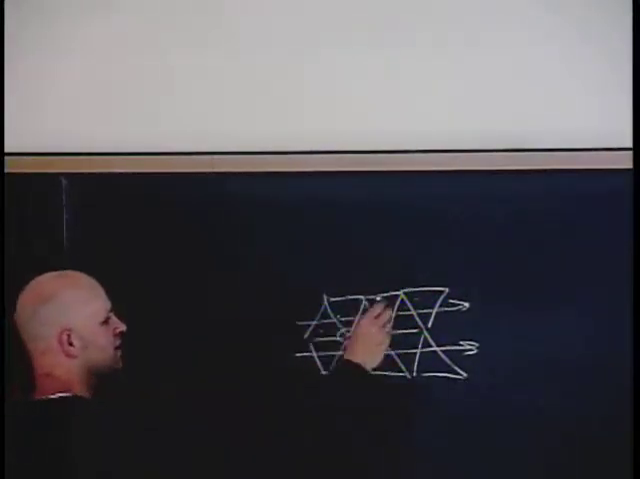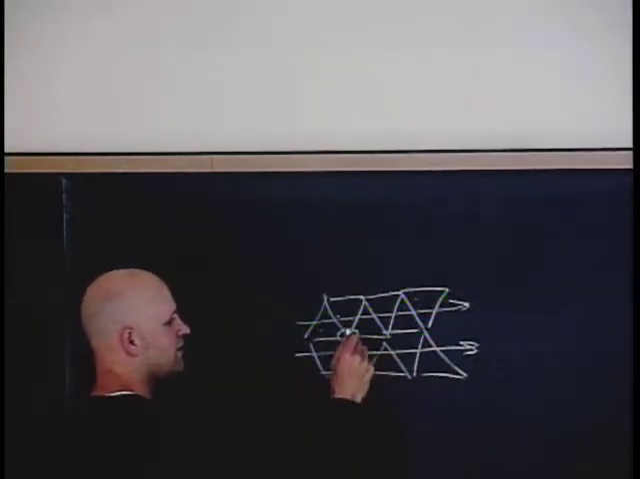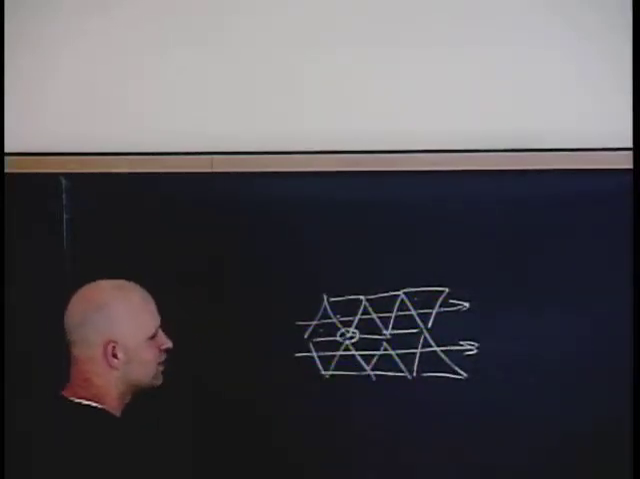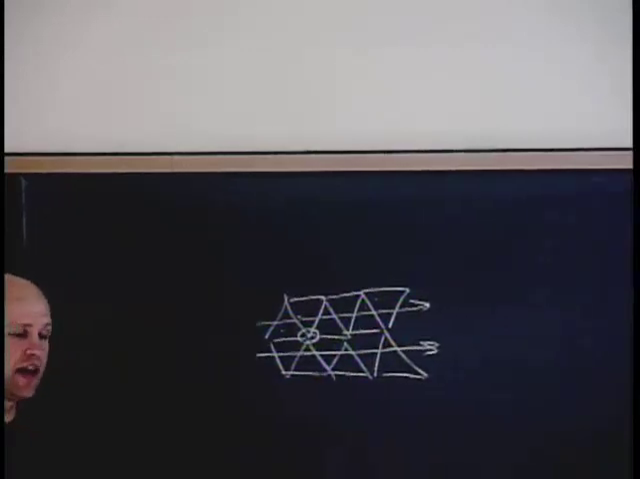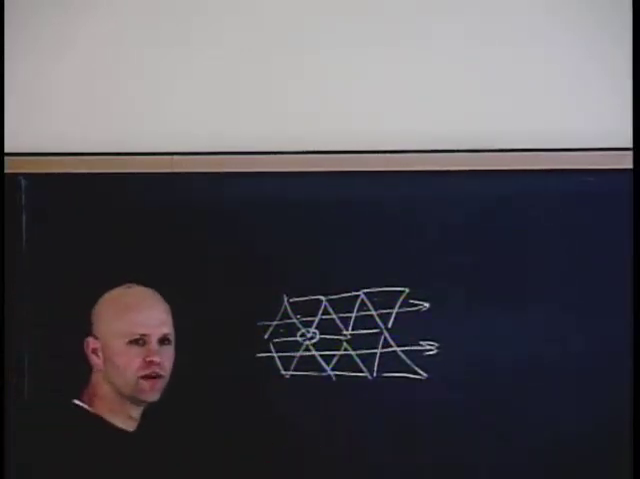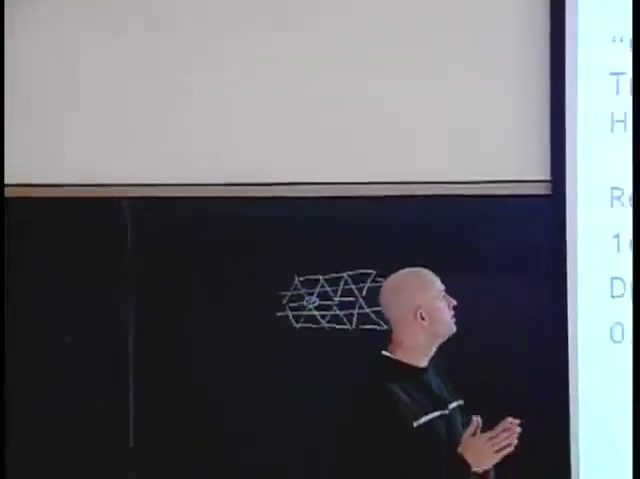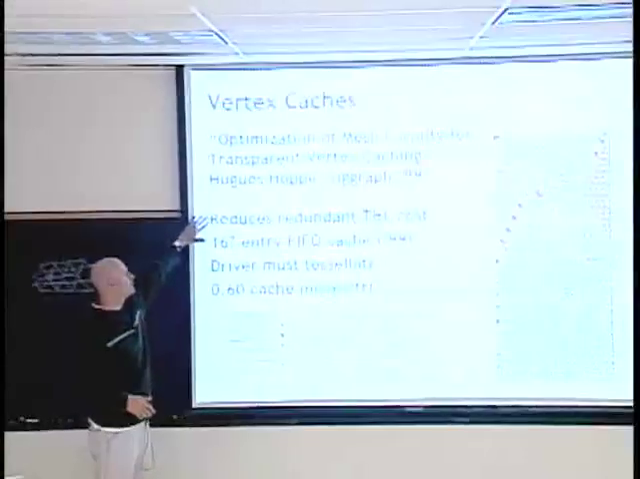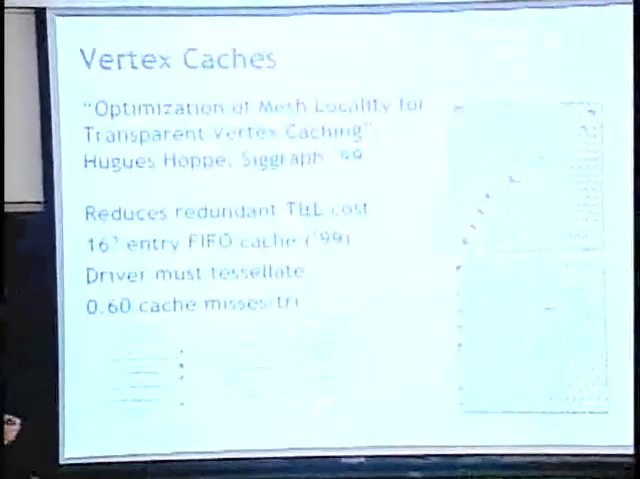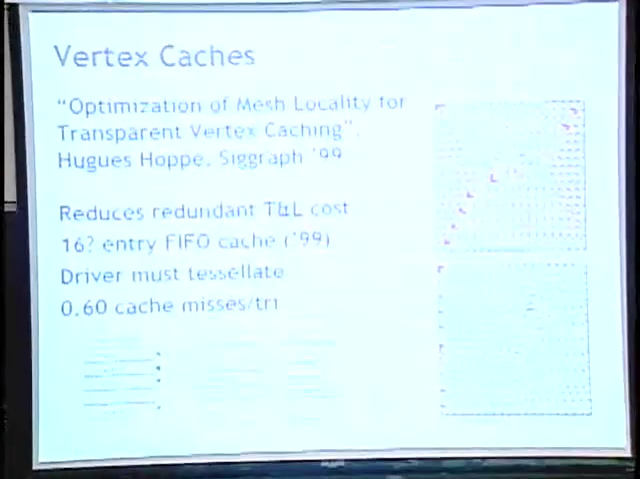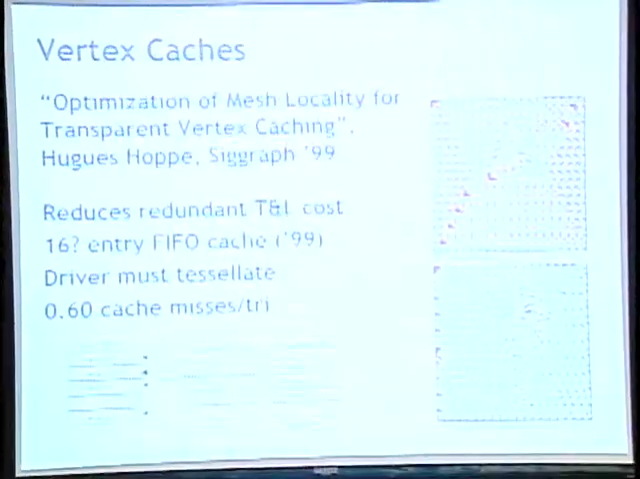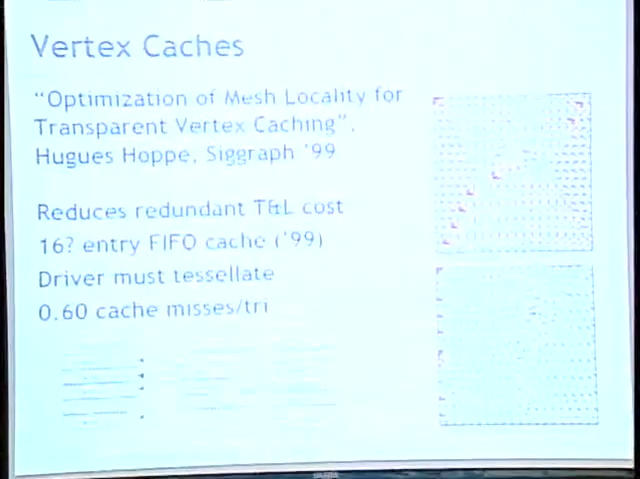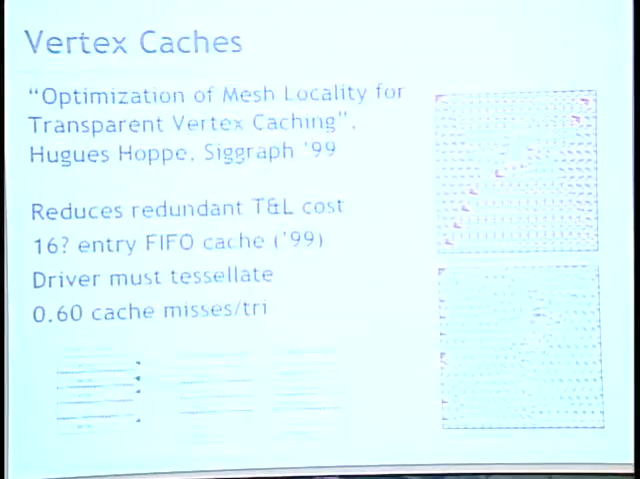Because if we're doing this and then we're doing this, maybe we could have a little cache and we could store transformed and lit vertices in this cache, and then we don't have to do that again. And I'm now going back to the screen, no longer on the board. So he's trying to reduce the transform and lighting cost. It turns out if you have a fairly small cache, all you needed, the theory was in 1999, was 16 entries.